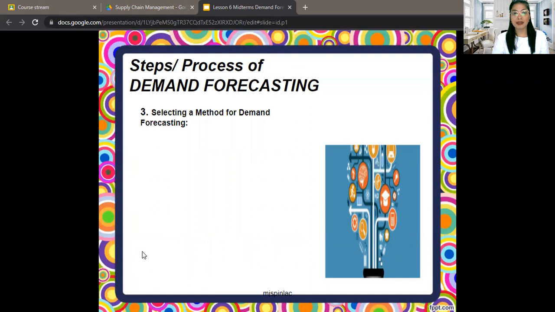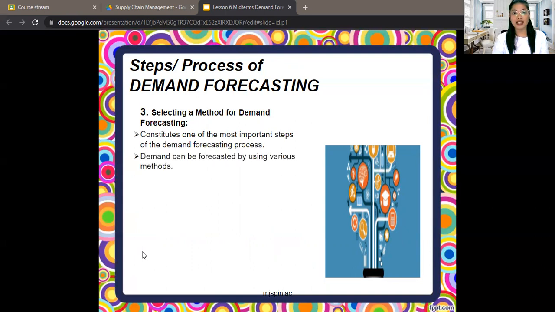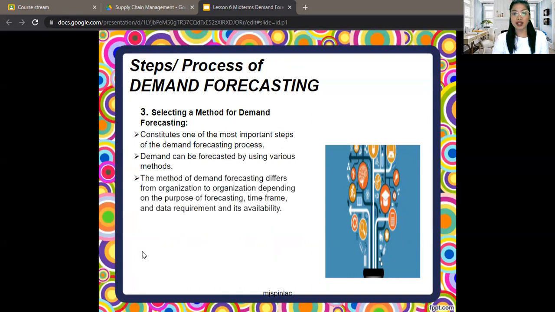Number 3, selecting a method for demand forecasting. This constitutes one of the most important steps of the demand forecasting process. Demand can be forecasted by using various methods. The method of demand forecasting differs from one organization to another depending on the purpose of forecasting, the time frame, and data requirement and its availability. Selecting the suitable method is necessary for saving time and cost and ensuring the reliability of the data.